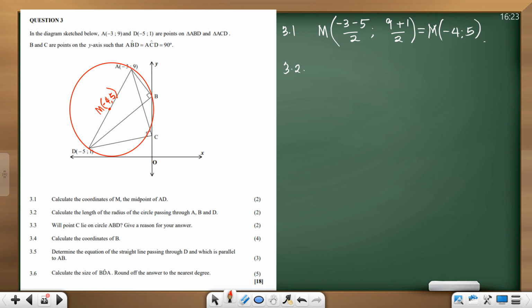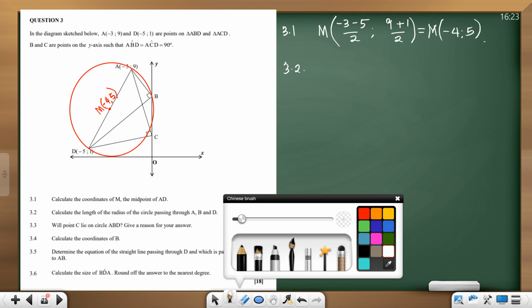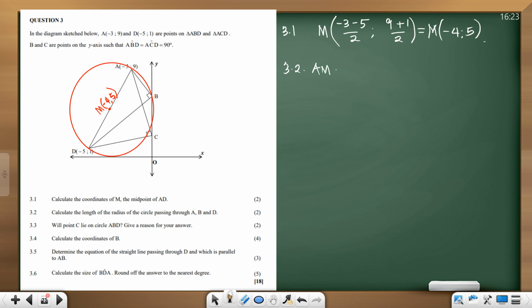Is that fine? Right. So, what is 3.2? The length of the radius. Either you calculate the distance between M and D or M and A. Please get that for me quickly, everybody. I want the distance AM. Use your distance formula. You know the distance formula, right? Square root of X2 minus X1 squared plus Y2 minus Y1 squared. Who's done it? Can I have a confirmation of that answer? Oh yeah, thank you, Nilufa. Nilufa confirmed, root 17.